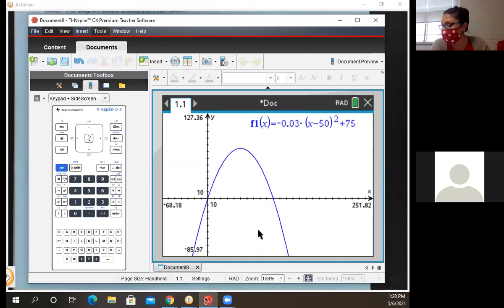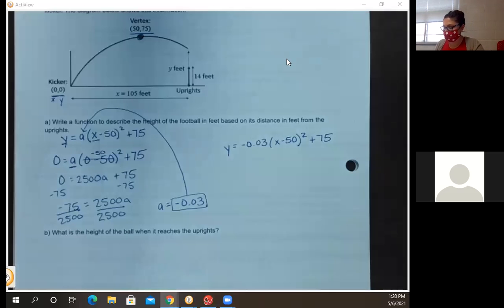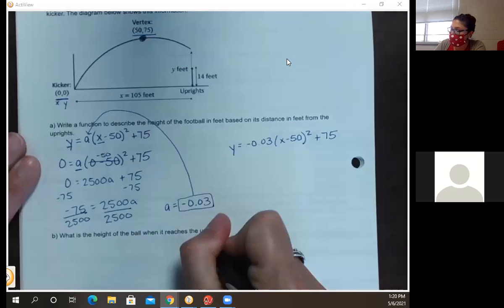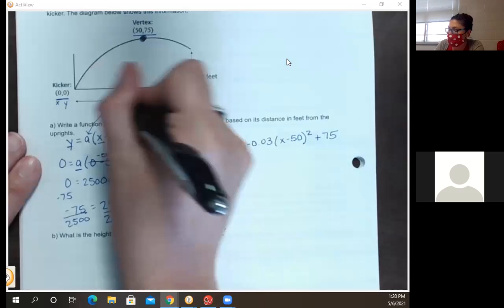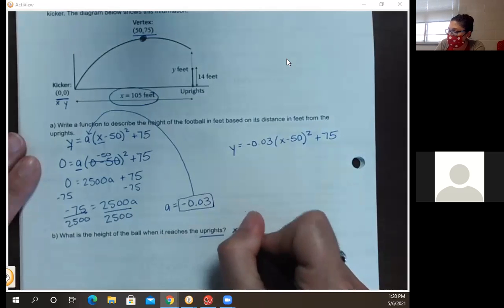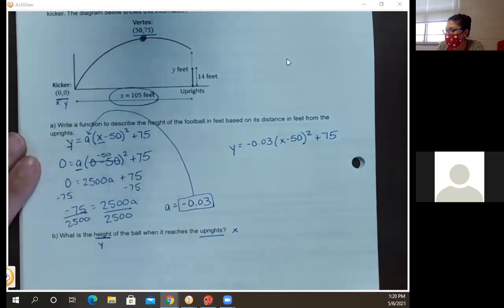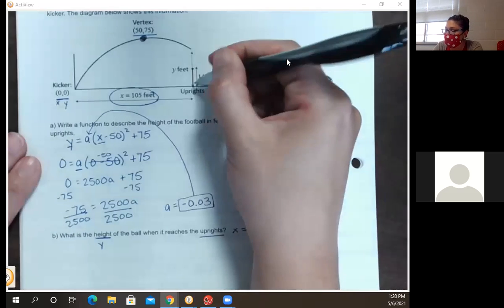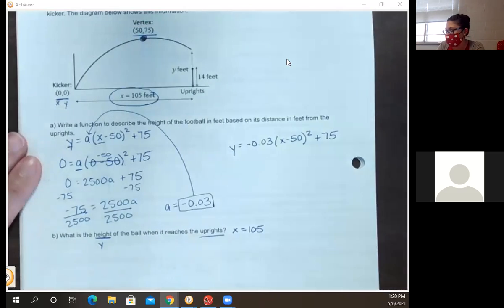I know that the uprights are 105 feet away from where my kicker was standing. So they should be over here somewhere, right? Here's my kicker. Over here is where I'm trying to get the ball. Let me put this graph away for just a second. And what I want to know is what's the height of the ball when it reaches the uprights. Since I know the uprights are 105 feet away from my kicker, what I want to know is what's the y value, right? What's the height? That's the y value when my x is 105. So 105 feet away, where's the ball on this path, on this trajectory?